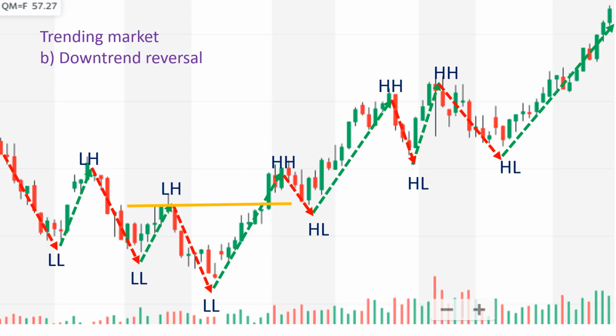Next, I'm going to talk about area of value using support and resistance.